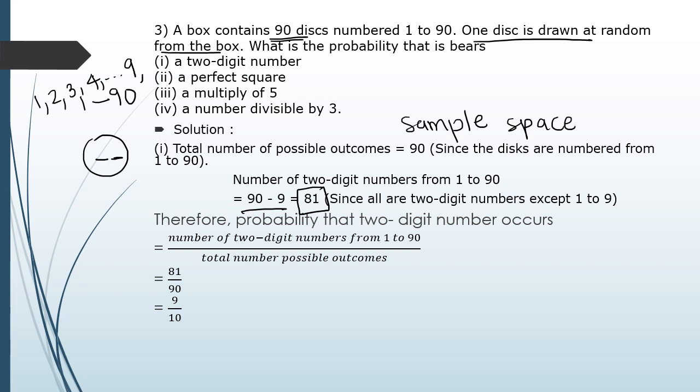Alright. So therefore, the probability that a two-digit number occurs is equal to the number of two-digit numbers from 1 to 90 divided by the total number of possible outcomes, which is 81 by 90. After reducing, we get that as 9 by 10. You can write it down as 0.9 also, or keep it as 9 by 10.